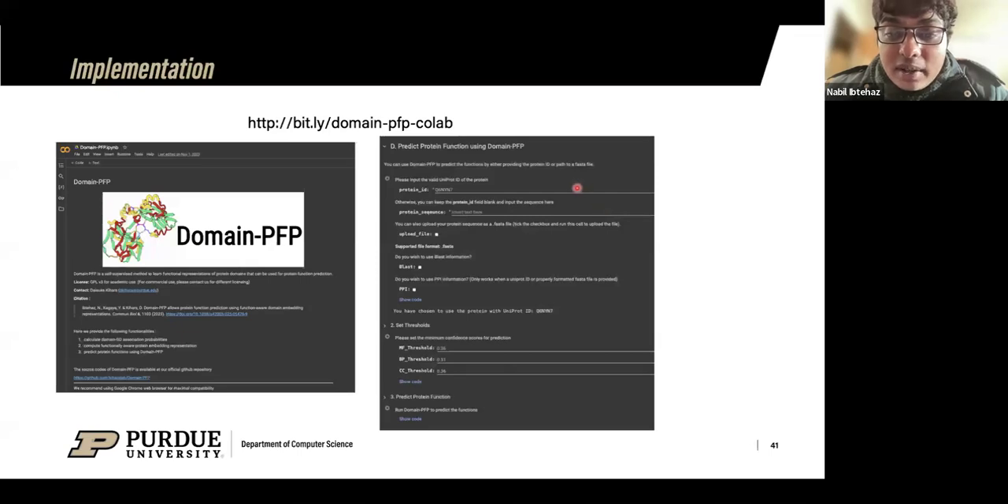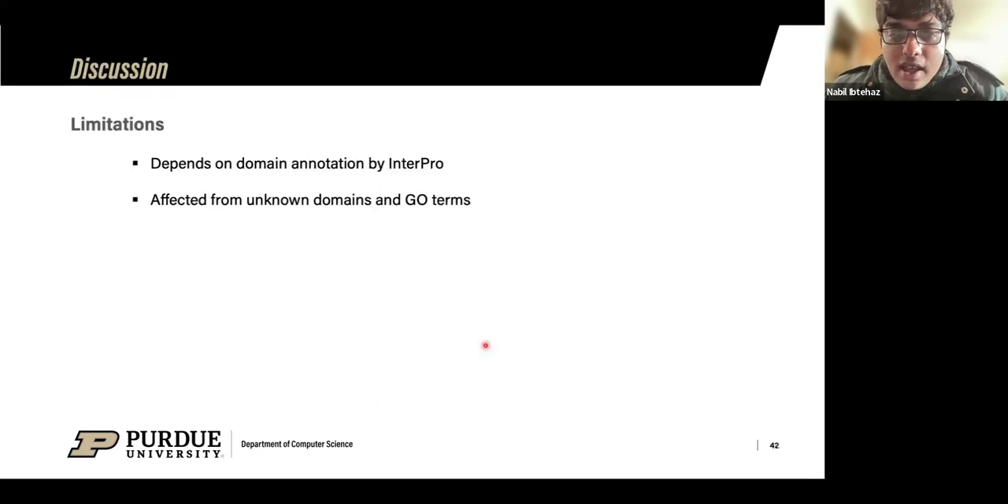We can provide the protein ID, or we can provide the protein sequence, or we can upload a FASTA file. And we also have options for BLAST and PPI. We can set the thresholds and then finally predict the functions. So Domain-PFP is open source and can be used for further applications.